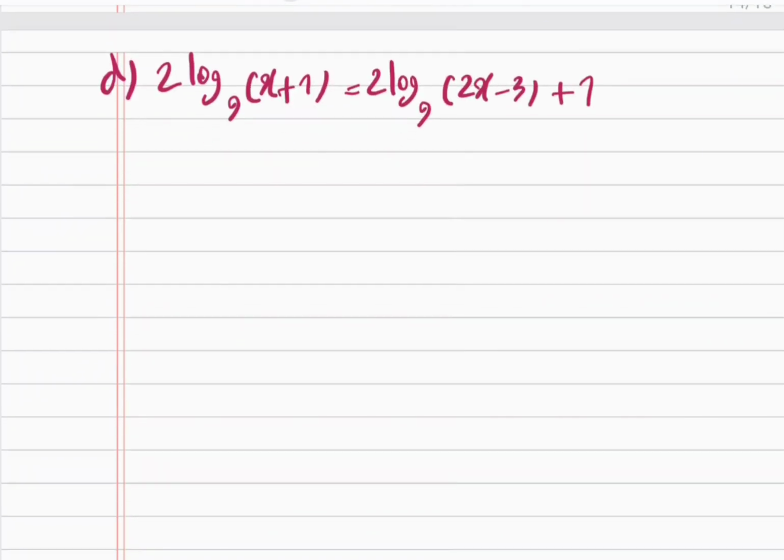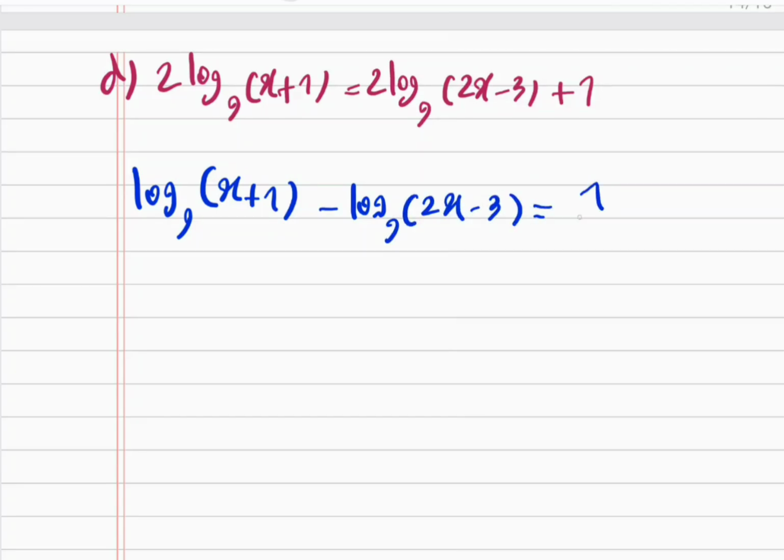Right, and finally D. So for this one, again, we can use the power law, or we can also divide each term by half, because that allows us just to solve this without using the power law. So we can divide everything by half, and we divide everything by 2, and we get log base 9 of x plus 1. And also I'm going to subtract both sides by this term. So we'll have minus log base 9 of 2x minus 3 is equal to 1 over 2.